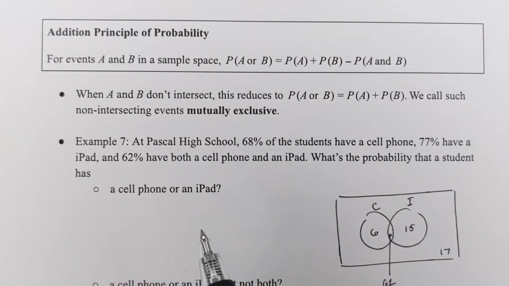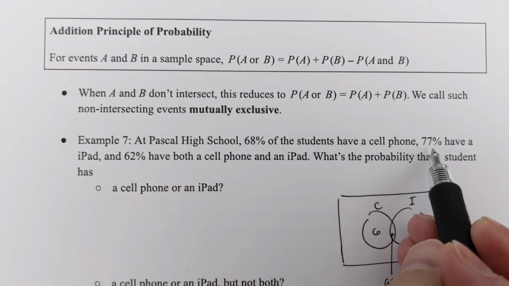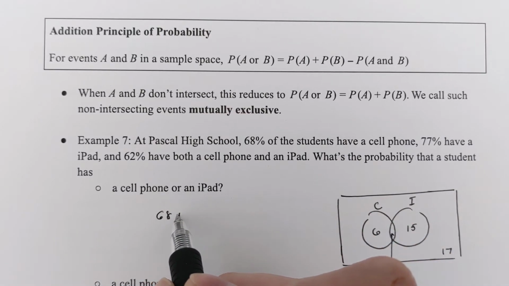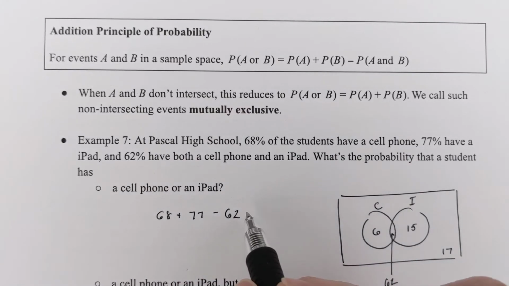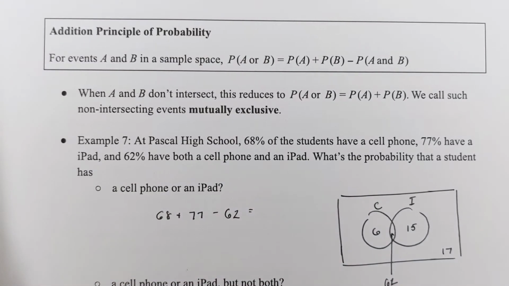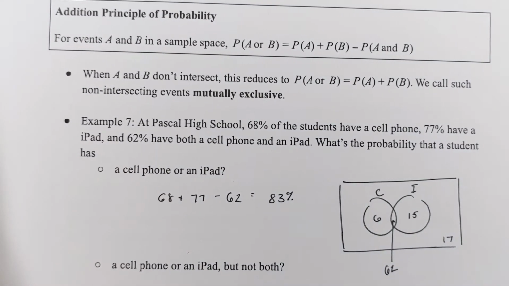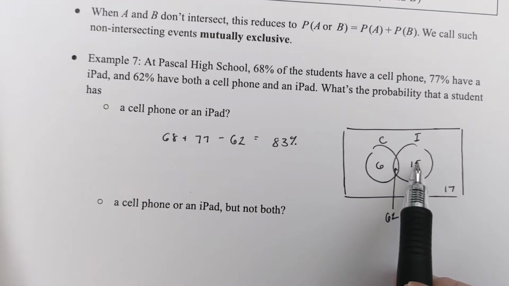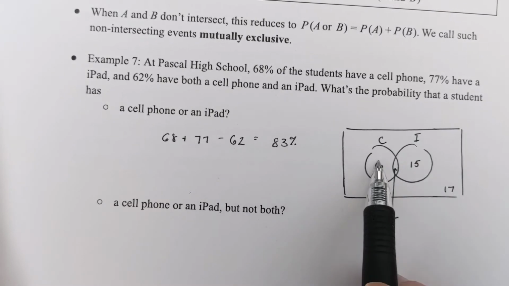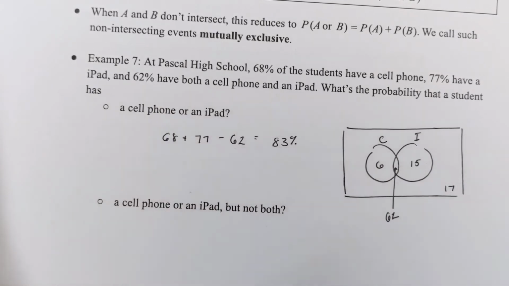So let's see here. Cell phone or an iPad. So we do cell phone, which is 68, plus iPad, 77, minus the students that have both, because otherwise we are double counting, and that ends up being more than 100%. So 68 plus 77 minus 62, so 83% of the students have either a cell phone or an iPad. The other way to do it is 6 plus 62 plus 15. You only count that section once. Cell phone, iPad, both. These would all qualify for the or.